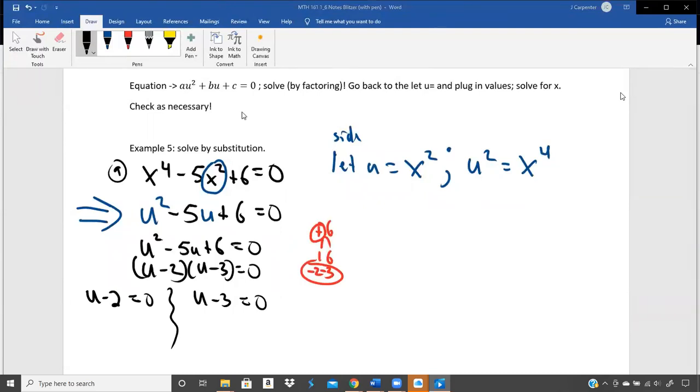All right, so what do we do next? Well, these are very simple to solve. We're just going to add 2 to both sides. That was weird. It didn't change color. Add 2 to both sides. And I said I will not always show these steps anymore. Add 3 to both sides for the other one. And you end up with u equals 2 and u equals 3.